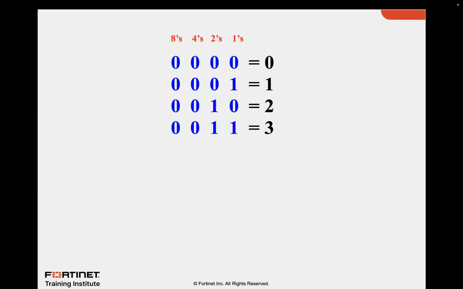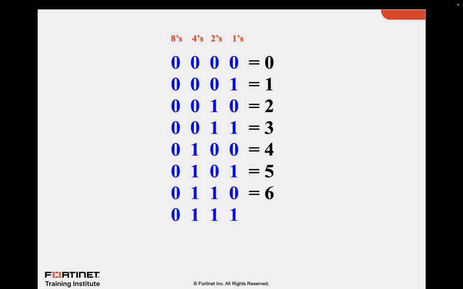To get to 4, there is a fours column, so we put a 1 in the fours column, 0 everywhere else, and a 1 in the fours column will give us a value of 4. Well, 5 is 4 plus 1. Put a 1 in the fours column, a 1 in the ones column, we have a total of 5. 6 can be made up of a 2 and a 4. 4 plus 2 is 6. So I put a 1 in the fours column, a 1 in the twos column, and I get 6.